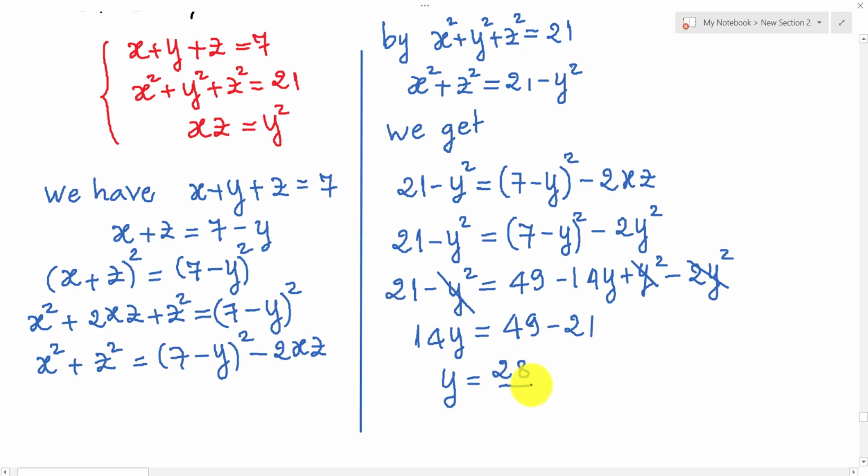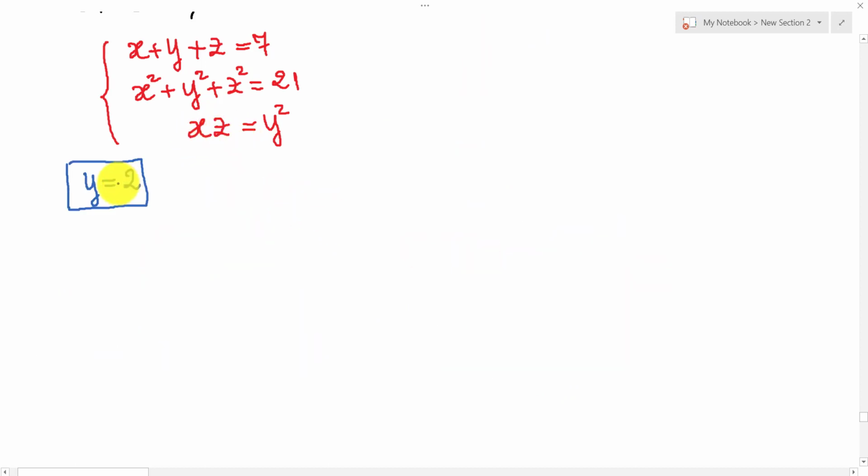And I get y equal 28 divided by 14 and equal 2. So we get y equal to 2, and now we must find the values of x and z. So I replace y by 2 in this equation and in this equation.